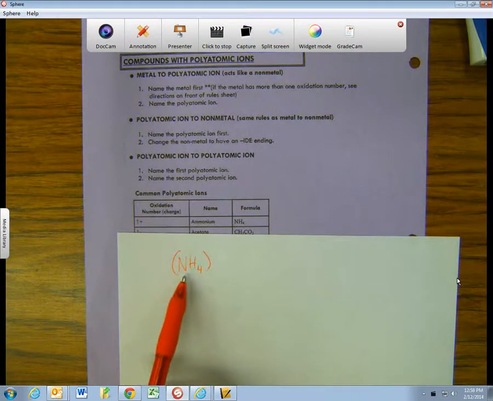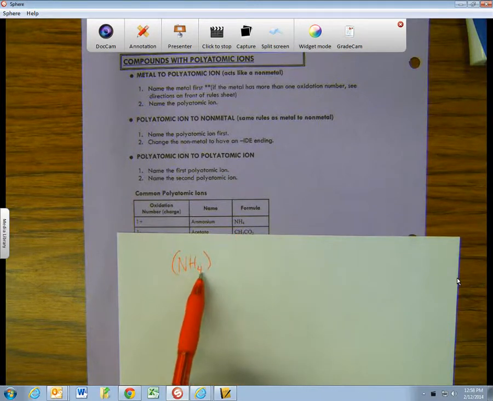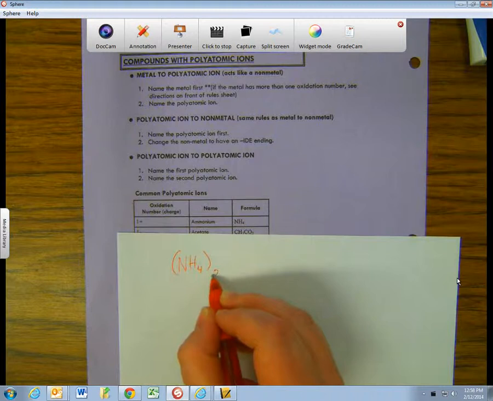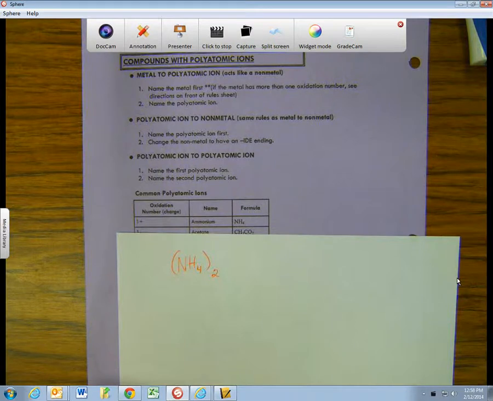Now, with a polyatomic ion, NH4 for ammonium, that means there is 1 ammonium ion right now. If I were to put a number on the outside of this parenthesis, say a 2, that would mean there are 2 ammoniums right here. So if there's more than 1, that number will be on the outside of the parentheses. We're not going to be distributing this number to each of the elements in the parentheses. This applies to the polyatomic ion as a whole, so there are 2 ammoniums in this situation.